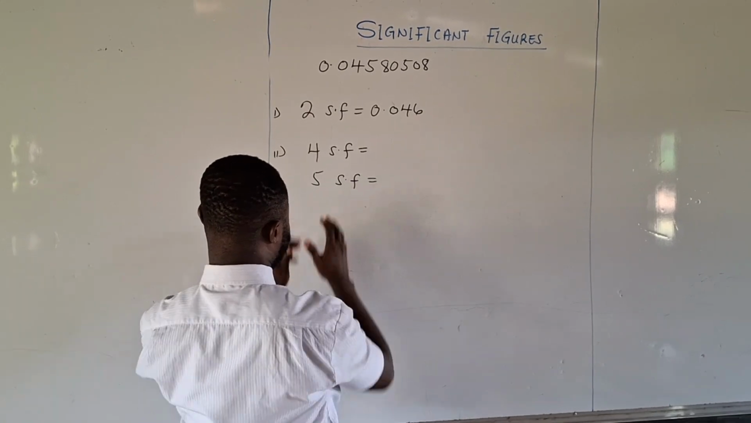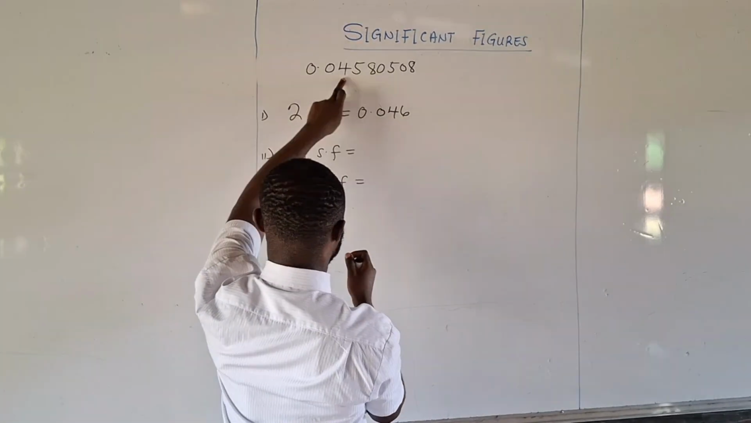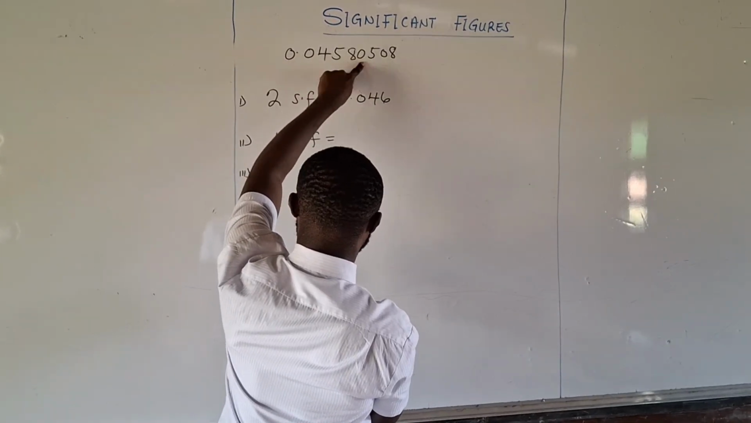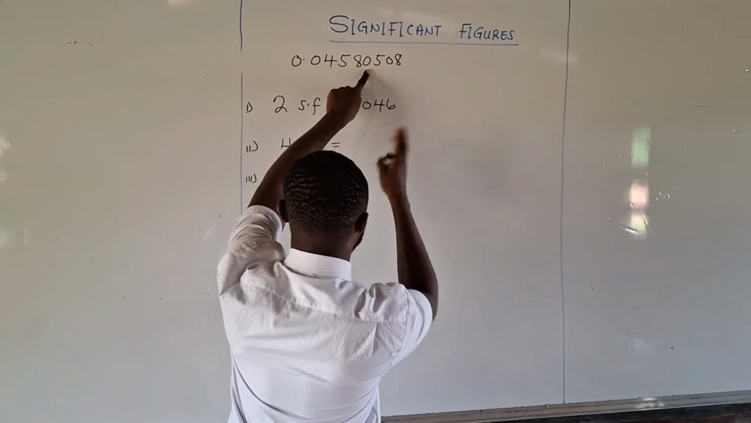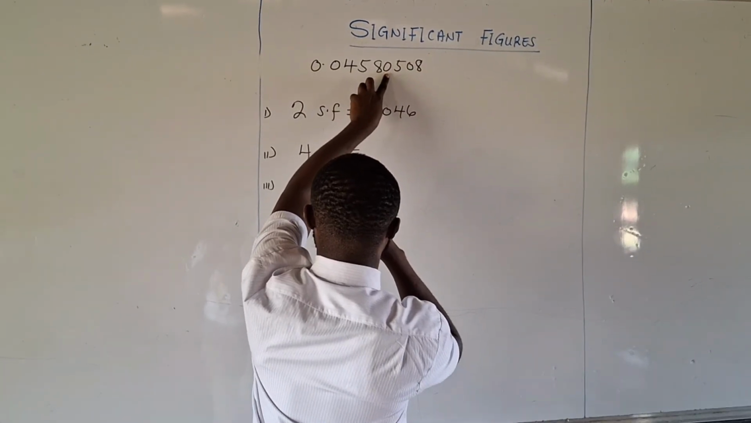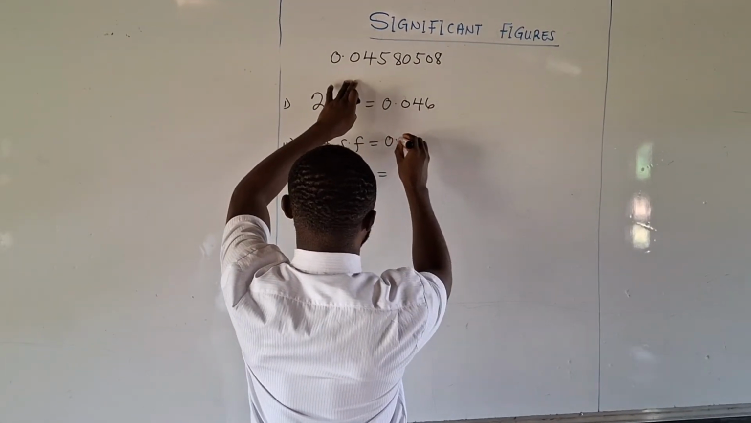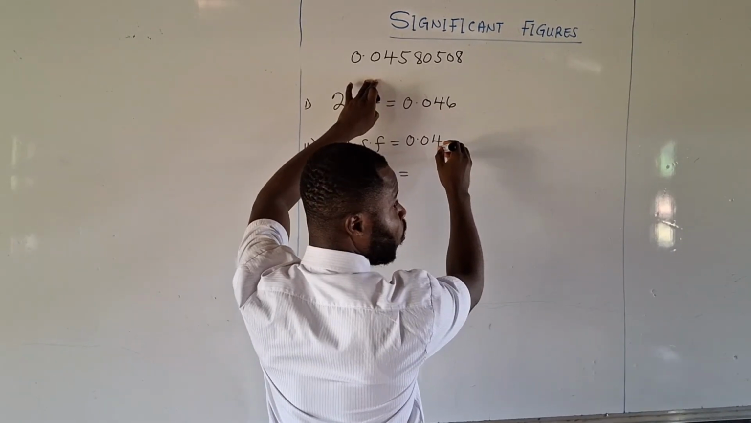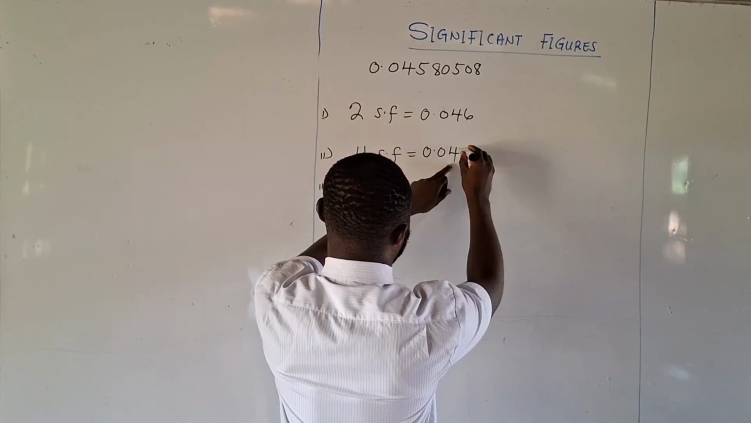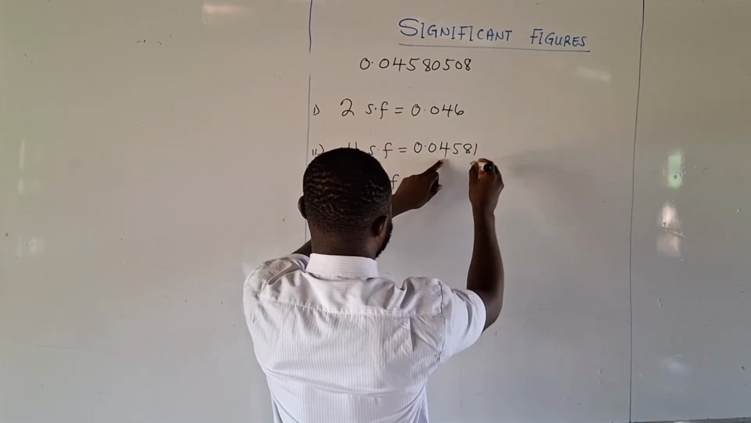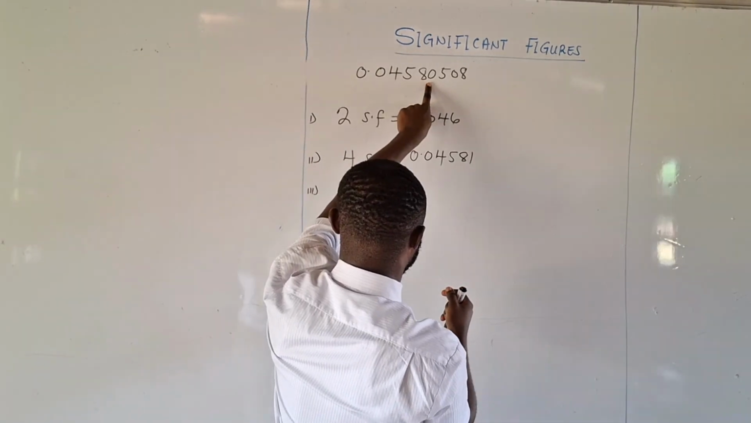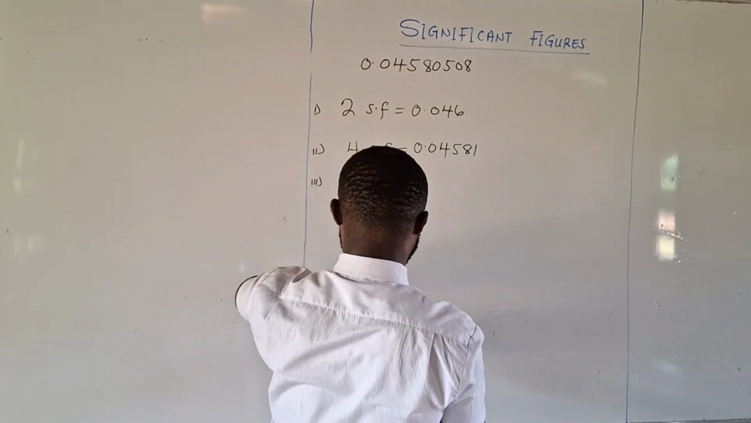So this one gives us 0.046. 4 significant figures. Now, 4 is the first one, 5 is the second one, 8 is the third one. The fourth one is going to be 0 because it's in between whole numbers. But the number after it is a roundable number. You add 1 to the 0, making it 1. So we have 0.04581. 5 significant figures.